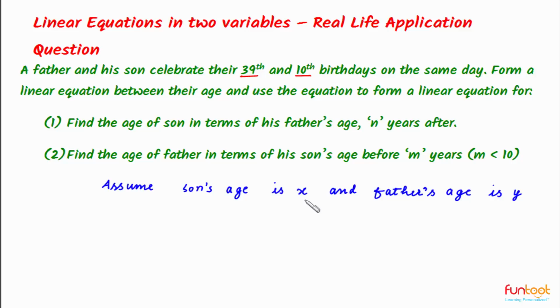Assume that son's age is x and father's age is y. Can we say here that x plus y is equal to 39 plus 10, 49, and say that this is our required equation? Let's see if this equation is correct or not.